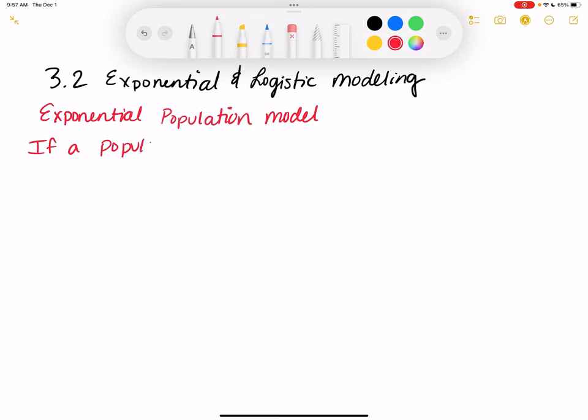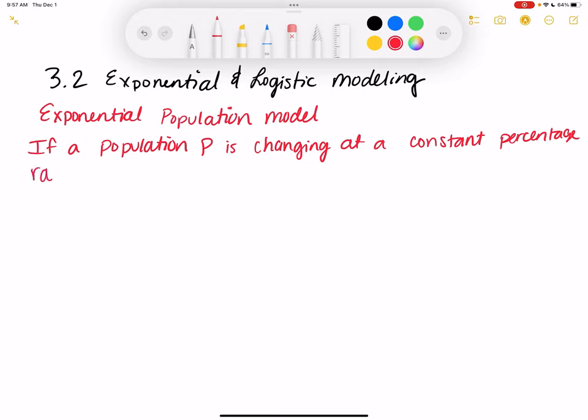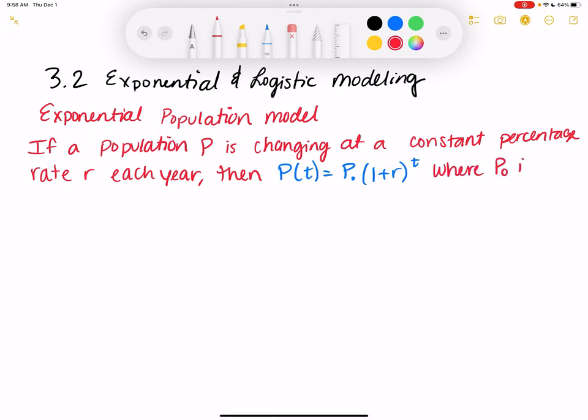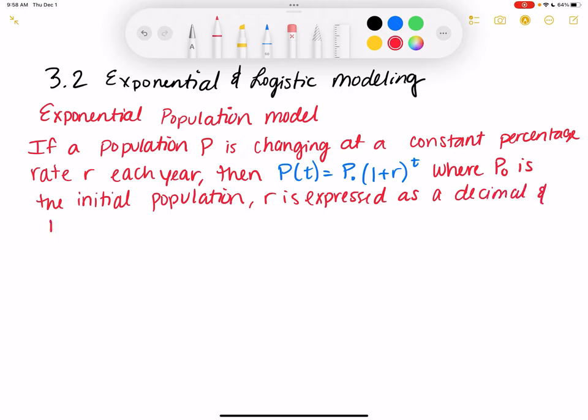If a population P is changing at a constant percentage, or a constant percentage rate R each year, then P of T is equal to P sub 0, or P initial, times 1 plus R raised to the T, where P sub 0 is the initial population, R is expressed as a decimal, and T is time in years.